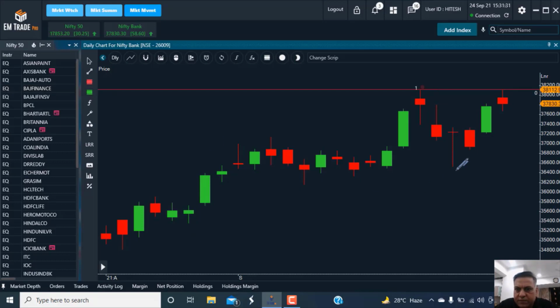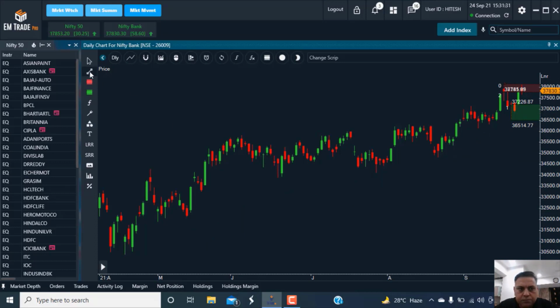And on the downside for the week, we had this dragonfly doji, which itself is your support. So Bank Nifty has closed around the resistance level. Probably on Monday we'll get more price action indication whether it's breaking this level on the upside or not. And on the downside, the support levels are clearly defined around the last low.